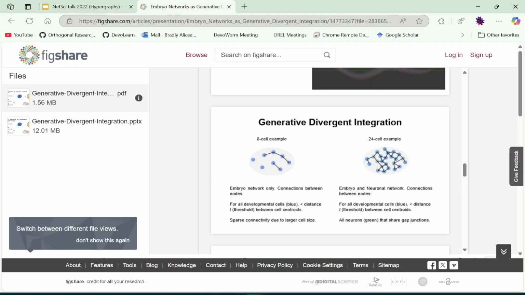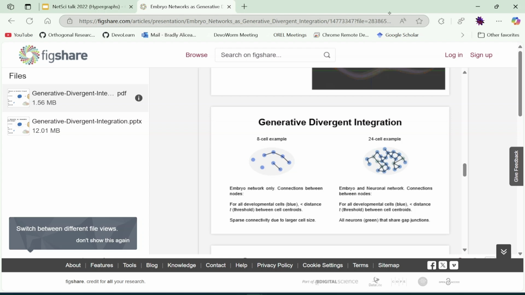The other example is of generative divergent integration. This is an example from one of our talks where we have relatively few cells and we get these discontinuous networks that don't really do anything. Based on our limited criterion of connectivity, we get these disconnected networks. But then as we get more cells and they move around, in this 24-cell example we start to get these densely connected subgraphs. Then they start to move around and you also get these weak ties between these functional subgraphs.